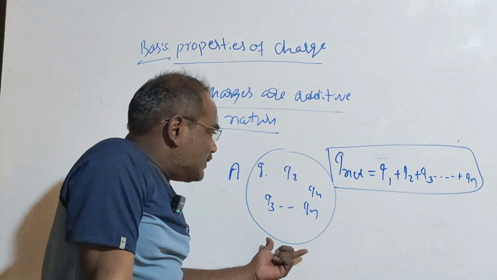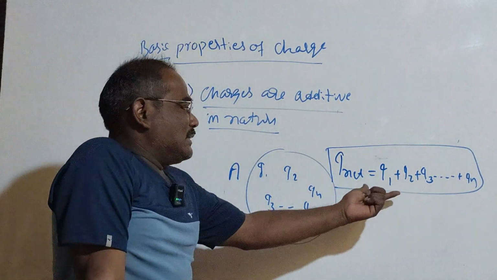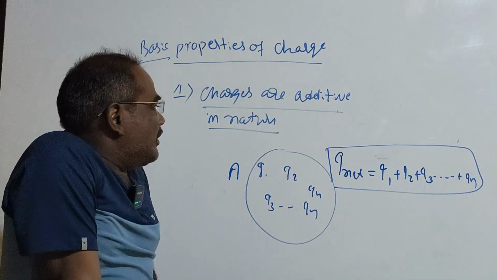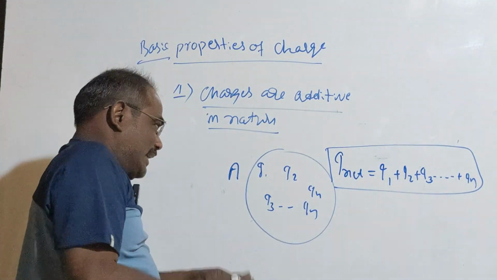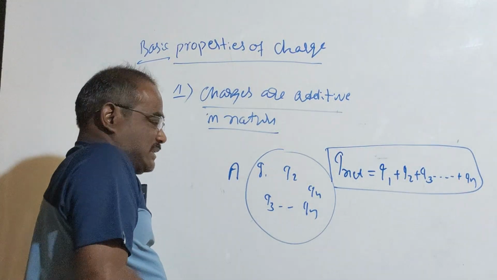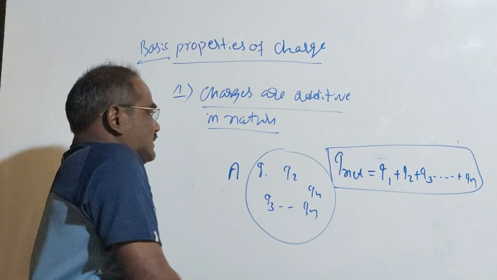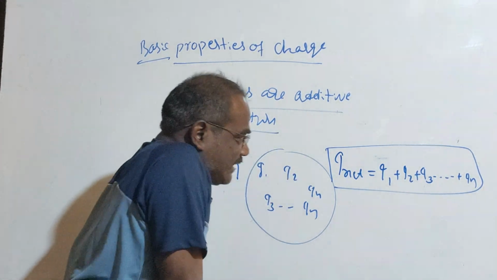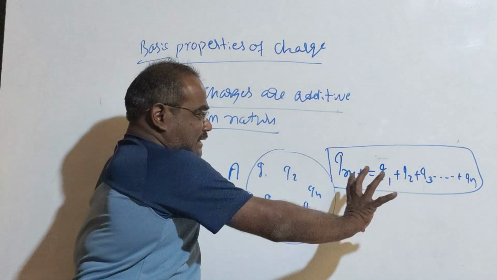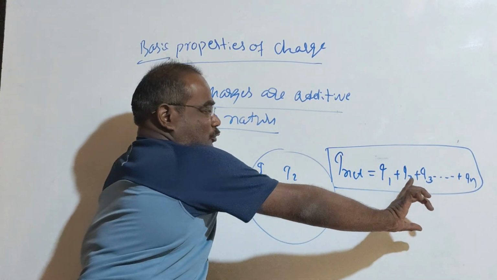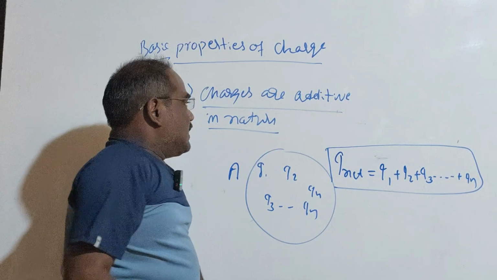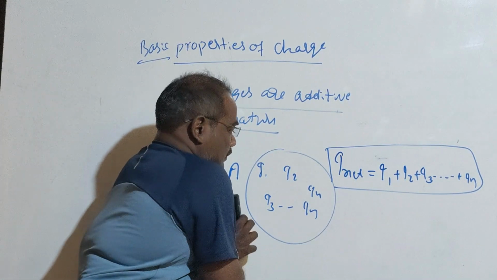The total net charge of the system is this. So hence this is the additive nature of charges. It means we can add the charges, we can subtract the charges. Hence the charges are additive in nature. I think you come to know the total net charge of a system is Q1 plus Q2 plus Q3 so on Qn, which is called the additive nature of charges.